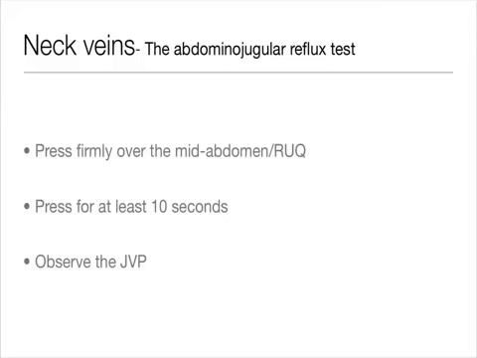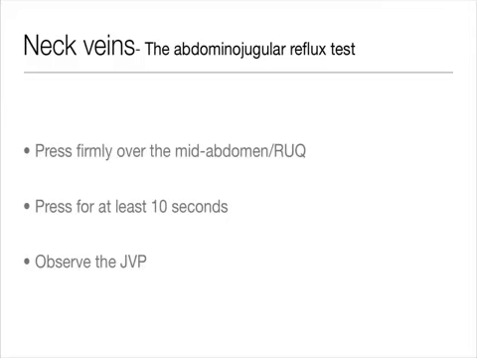In normal subjects, the jugular venous pressure remains constant or temporarily rises for a heartbeat or two before returning to the normal level, and this negative result would be indicated by a lack of swelling in the jugular vein. The manoeuvre of pressing on the mid-abdomen increases venous return, which in the failing heart, unlike the normal heart, cannot eject, and this results in a rise in jugular venous pressure.